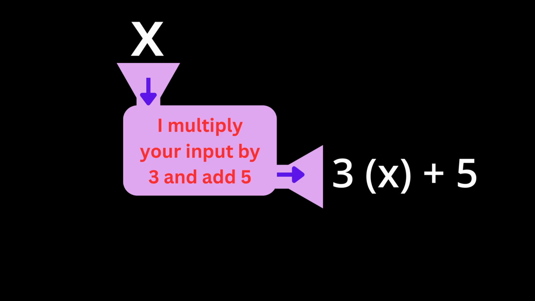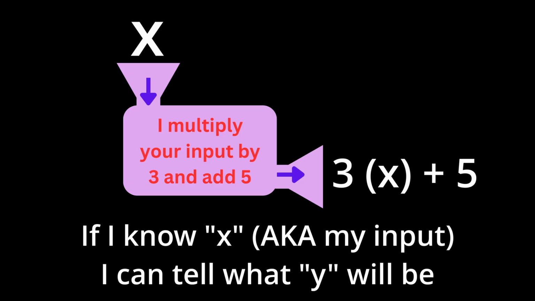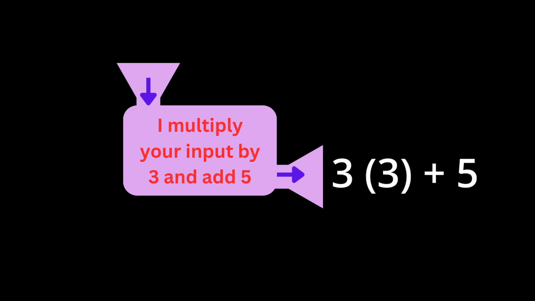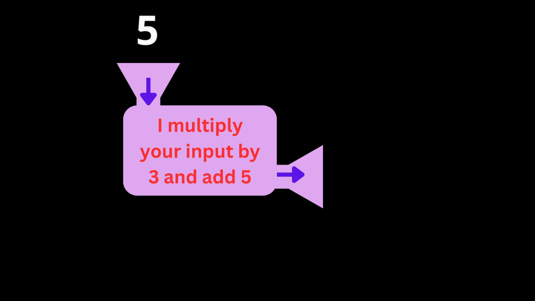The thing about this machine is that I can predict what each number will be. If I put 3 in, I know that it would multiply 3 by 3, which is 9, and then add 5, so 14. If my input was 5, I would multiply 3, so 15, and then I would add 5, so 20. If I did it for 2.156, I could get 3 times 2.156 plus 5.